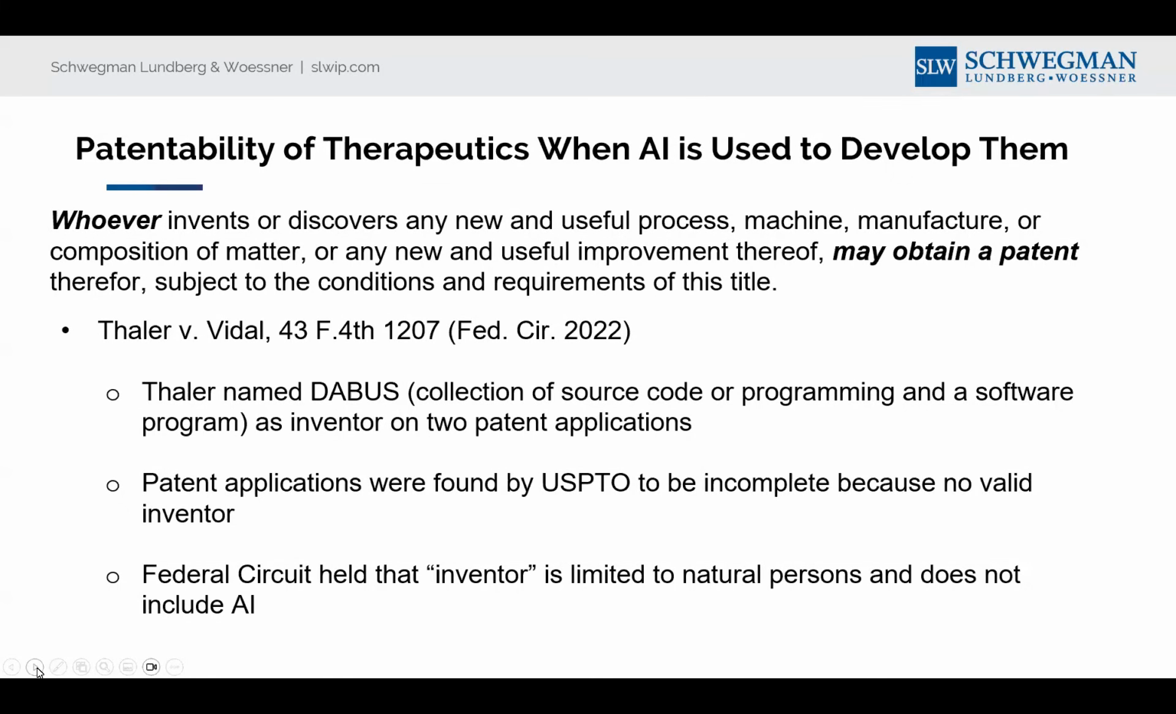I want to talk about this in the context of AI being an inventor, because you hear about that more often. The cases have come out to where AI cannot be an inventor; it needs to be a person. So whoever invents or discovers any new useful process may obtain a patent. One of the main cases around this was Thaler versus Vidal.